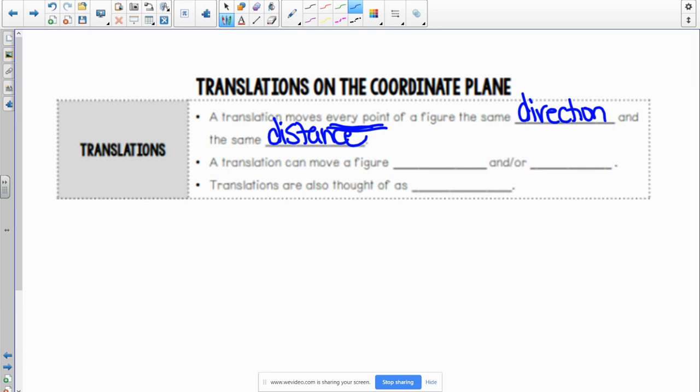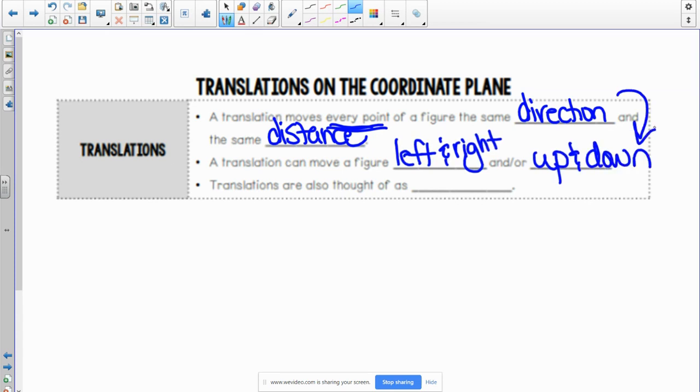So the translation can move a figure, as I've said, left and right, and then also up and down. So that's the part of the direction. You're going to hear that you have to translate it left, right, or up, down, or a combination of both. And again, remember, I'll sometimes call it a slide. So translation is also known as a slide.